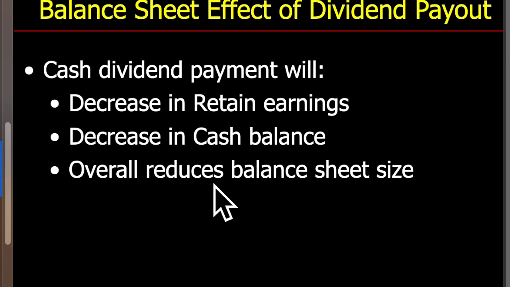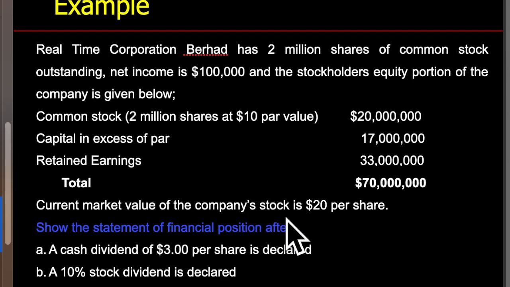If you give out a stock dividend, it will affect your paid-in capital, because your paid-in capital will increase and your issued shares will also increase. These only affect stock, and there are no changes in cash when you issue a stock dividend. So let's go to one of the examples to see what the effect on your balance sheet will be when you issue a cash dividend. Real-Time Corporation Berhad has 2 million shares of common stock outstanding. Net income is 100,000, which is their profit after tax, and the stockholders' equity portion of the company is given below.